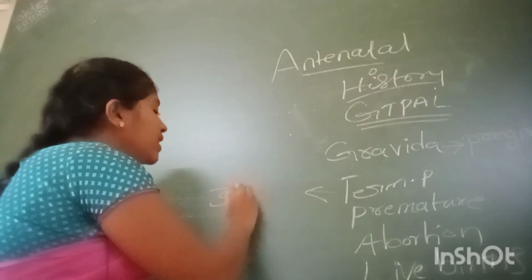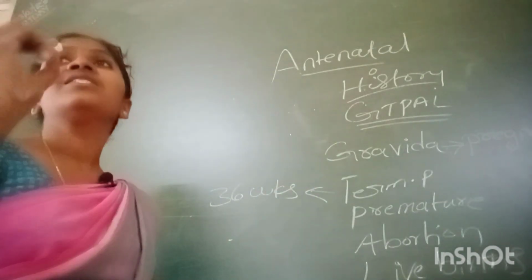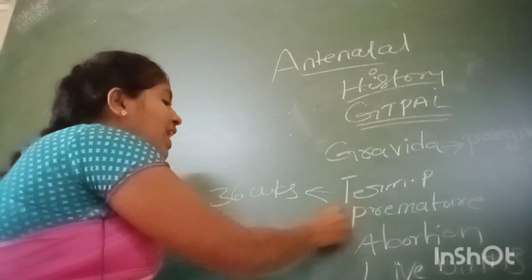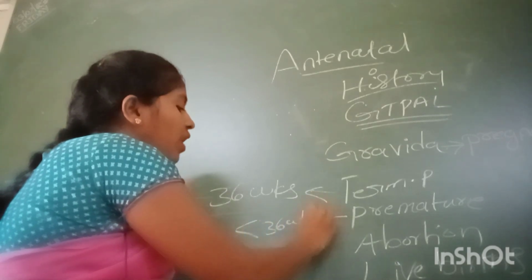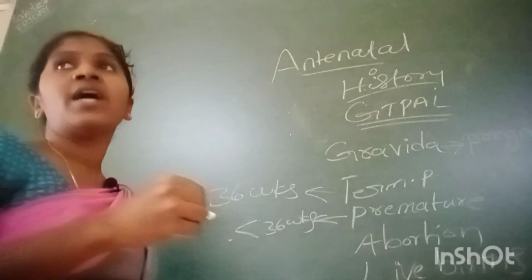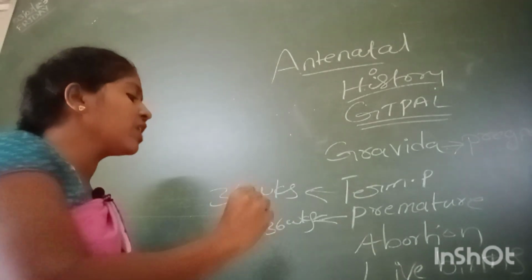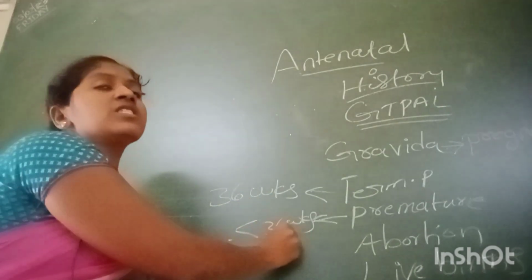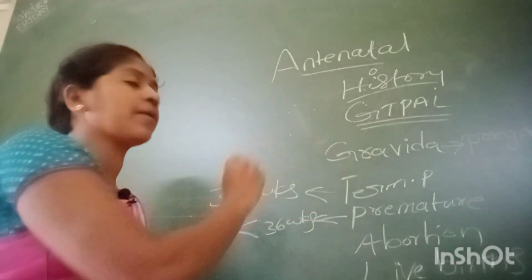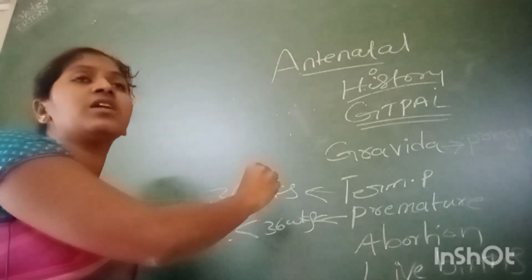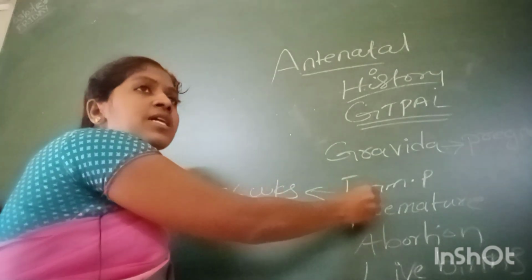What do you mean by term pregnancy? If the mother carried the pregnancy for 36 weeks or above, that is called term pregnancy. If she delivered before 36 weeks, that is called premature delivery or preterm delivery. If she delivered after achieving 36 weeks of gestational age, that is called term pregnancy.